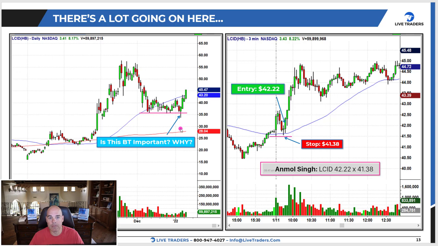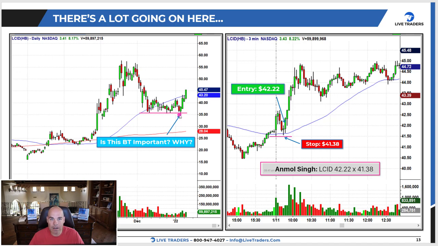What happens? Massive bottoming tail, wide range bar takes out this pivot and this pivot. This is very powerful. This bar was supposed to go lower. Everything on the technical chart said we are going lower until we didn't. We left a bottoming tail.